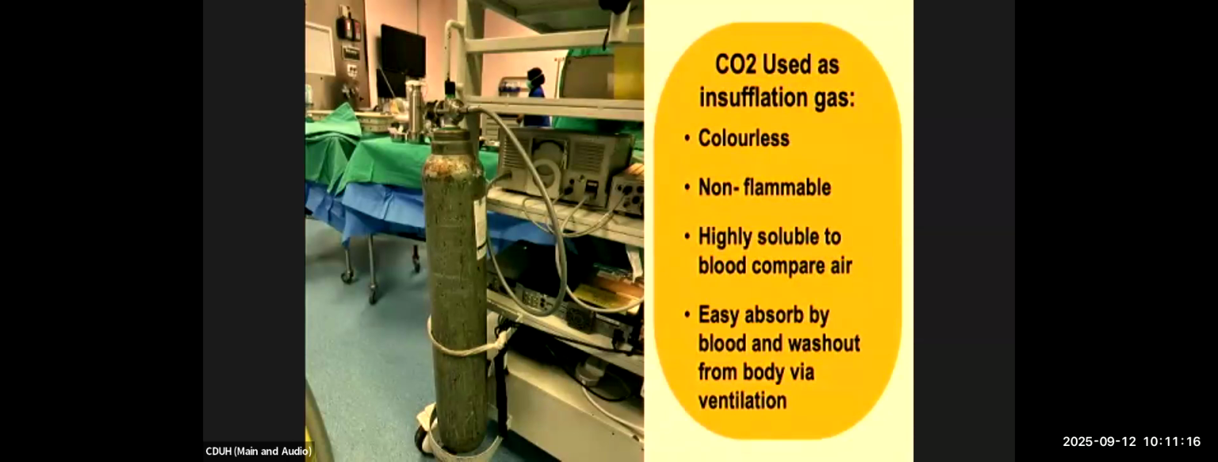Next, we don't forget, beside the laparoscopy tower, usually behind it, there's something called the CO2 tank. CO2 is used as the insufflation gas because number one, it is colorless. Number two, it is non-flammable. Number three, it is highly soluble in blood compared to air. And lastly, it is easily absorbed by blood and washed out from the body via ventilation.